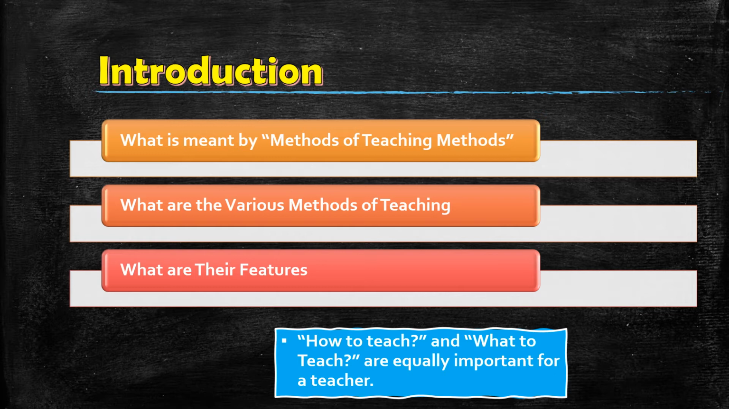An ideal teacher would select the most appropriate method among them, taking into consideration the nature of learning material and also the interest and abilities and environment of the learners. The method selected by the teacher is known as method of instruction or method of teaching. In this chapter, we learn what are teaching methods, what are the various methods of teaching, and what are their features.